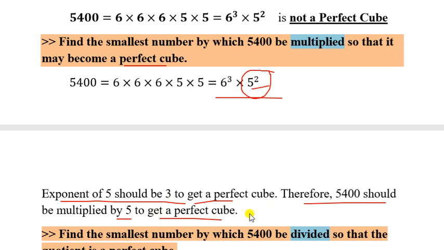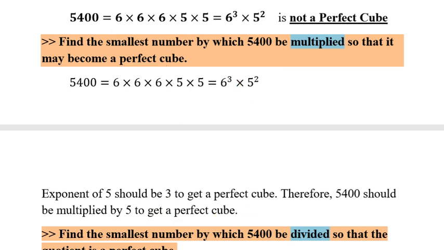Is it clear? Because 5 is present here 2 times, we need one more 5, then only it will become a perfect cube number, otherwise it will not. No need to multiply by any 6, because 6 is already present in cubical form, but 5 is not. We have to make this 5 in cubical form. So this way we can convert our given non-perfect cube number to a perfect cube number.